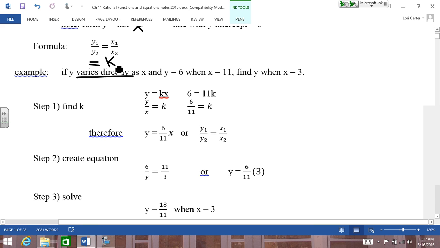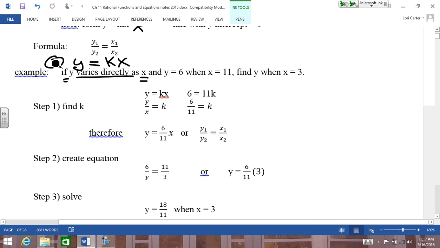Now, it doesn't always have to be Y and X. They could use different letters, like A and B. So whatever the first one is, what it equals. And whatever the second one is, how it's going. If it said X varies directly as Y, you would say X equals KY. That's exactly right. So this is what my formula is. That's step one, is figuring out what you're doing.